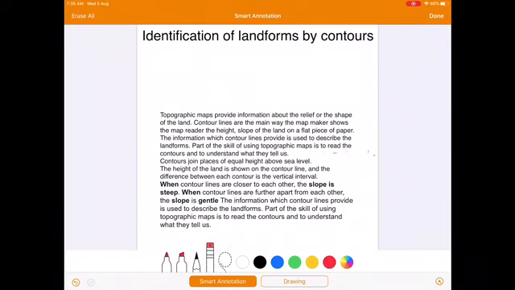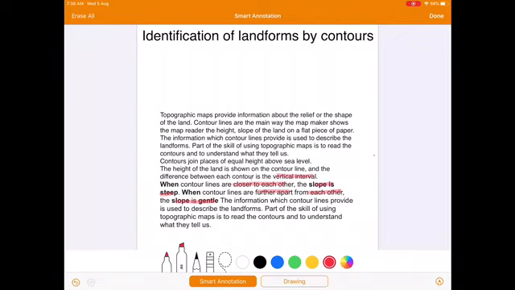So, next, the height of the land is shown on the contour line, and the difference between each contour is the vertical interval or the contour interval. When contour lines are close to each other, the slope is steep. So, that means we are talking about a hilly region that time. But when the contour lines are further apart from each other, the slope is gentle. That means we are talking about a plain area.